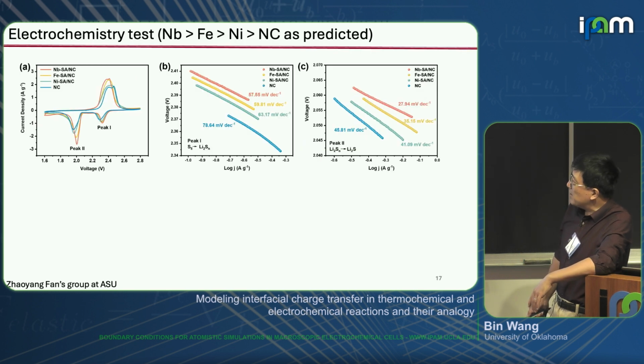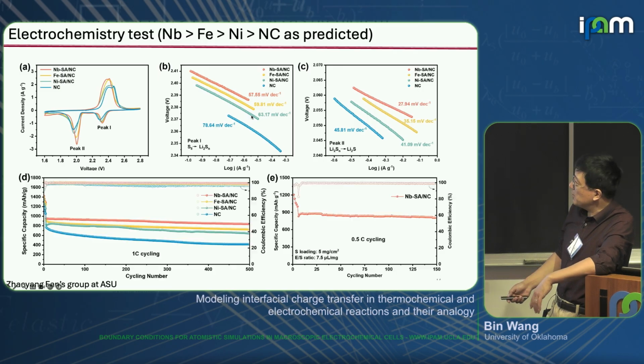Experimentally, I'll just go very briefly on that. It's done by Zhao Yangfan's group at Arizona State. We did cyclic voltammetry, identified a couple of redox peaks, and then plotted that against the overpotential. You can essentially get the Tafel plot and the Tafel slope. And you can also measure the cycle stability. The bottom line is, at the end of the day, niobium is better than iron, and iron is better than nickel, and nickel is better than the one without the transition metal. It's exactly the same trend predicted from the computation.